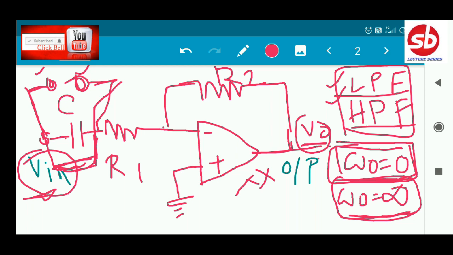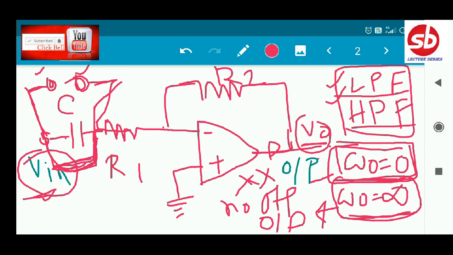Okay, so at the low frequency there is no output. But if we short circuit the capacitor, then you can easily say that a simple inverting amplifier comes into the picture, and the input goes into the output. So there is output at the high frequency.